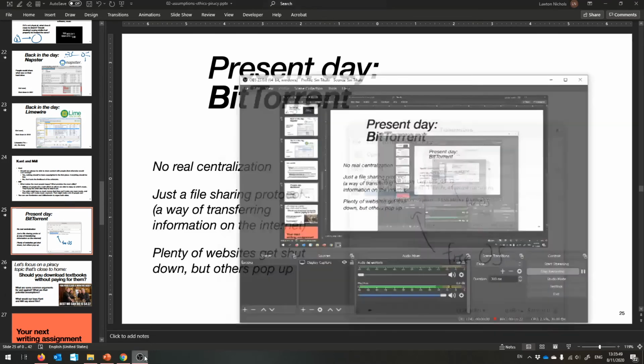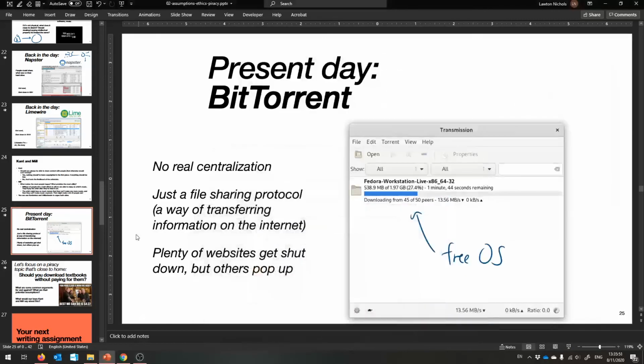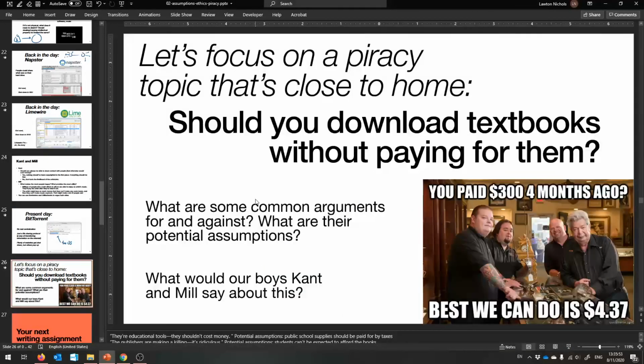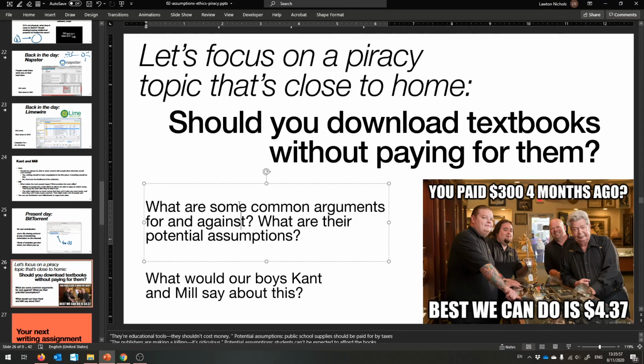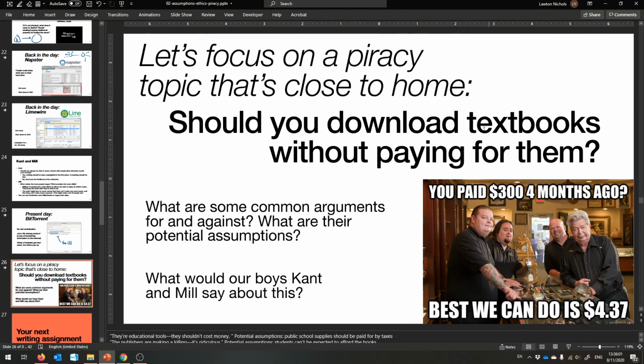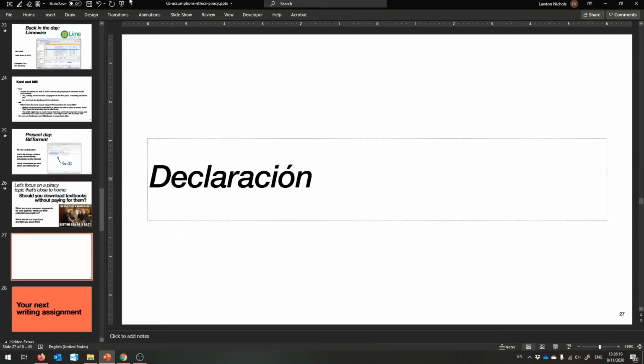Okay, in the last few minutes, let's talk, just briefly, I think we've hit some other topics quite hard already, but something that you know about quite well: should you download textbooks without paying for them? That's something as a student I think you might consider. So what are some arguments for and against, and what are their assumptions? So let's talk about this. Sorry about that.